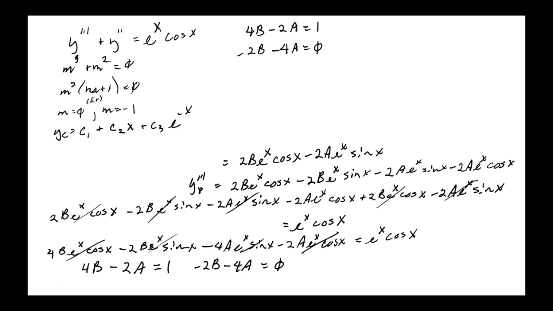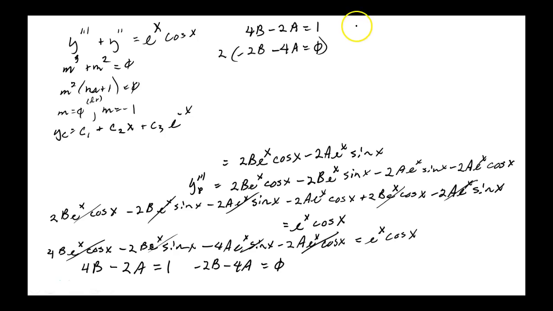Now, to me, the most obvious choice to eliminate is the b, because you've got 1 plus 1 minus. You could easily eliminate the a too, but you're going to have to multiply this by a minus. So let's just multiply this one by 2. Okay? Multiply that second equation by 2.